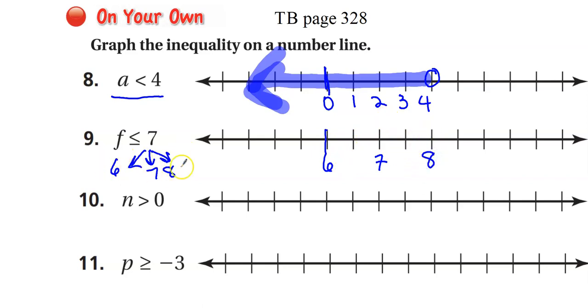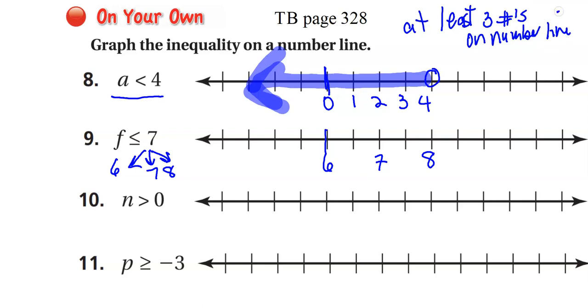So as long as you have at least, here's my tip, I want you to have at least 3 numbers on your number line. And usually it makes sense to pick the number to the left of the target number and a number to the right. So there's my 6, 7, and 8. Pause the video and try to graph the solutions of the inequality.